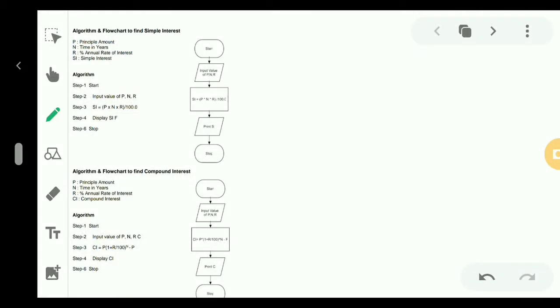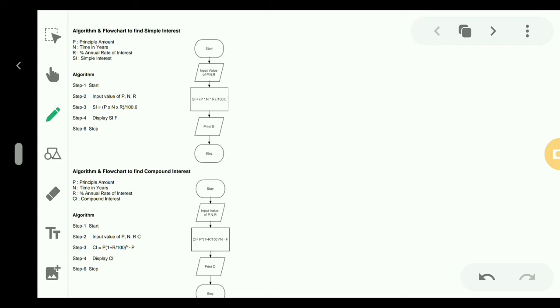Today we will start another algorithm as well as the flowchart. So the first question is: write an algorithm or flowchart for simple interest. Simple interest means SI, which is very common to you.